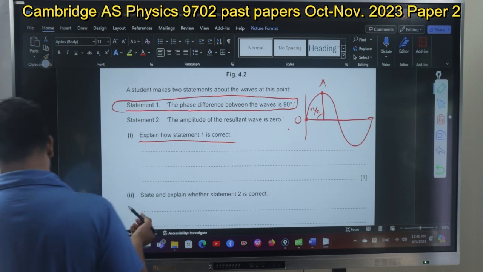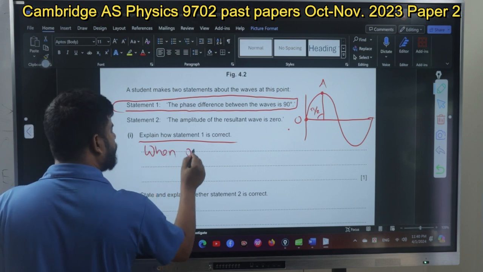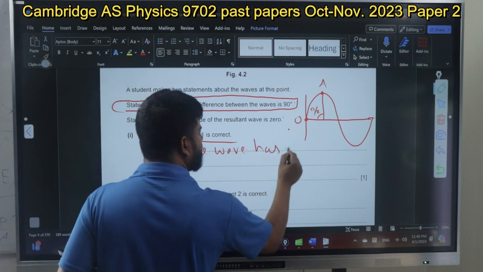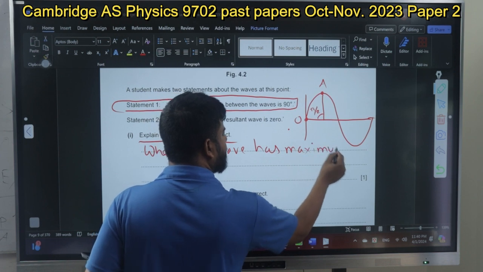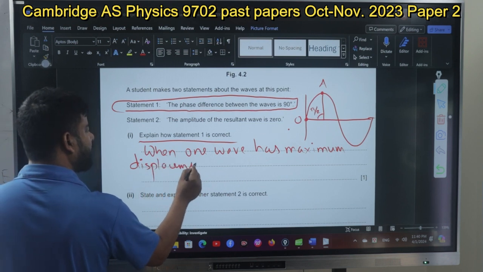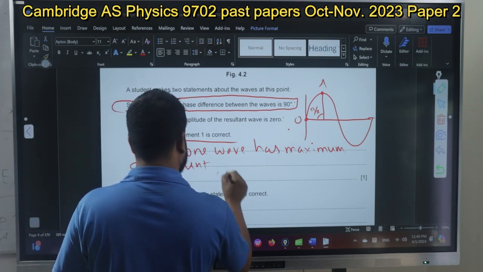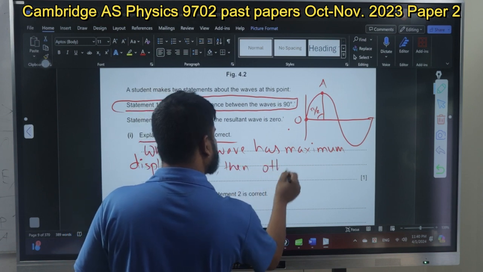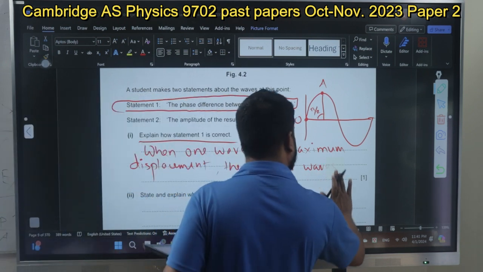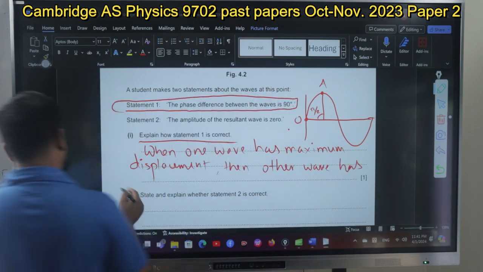Why? When one wave has maximum displacement, then the other wave has zero displacement.